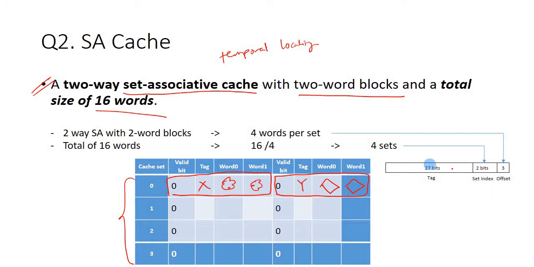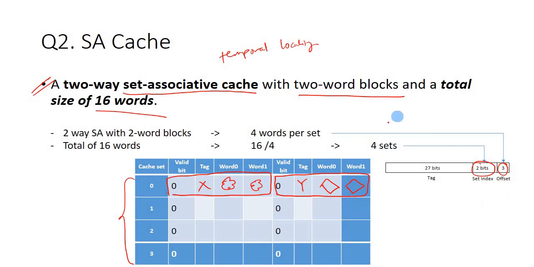So these 4 cache sets give me 2 bits for the index, and within each cache line that I fetch from memory, I fetch 2 words. Since it's 2 words, it is 8 bytes. So for 8 bytes, I have 3 bits. That is how I come up with the 3 bits offset, 2 bit set index, and 27 bits for the tag. Once I have this, it's easy for me to fill up the cache based on the accesses that I have.